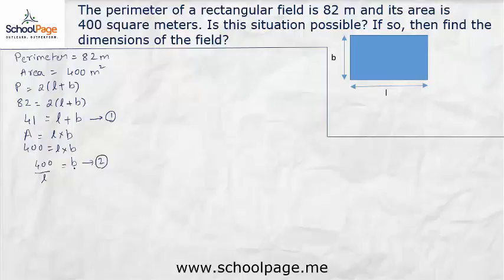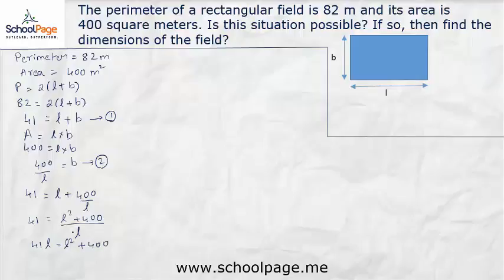Let us substitute the value of B from equation 2 in equation 1 and we will get 41 equal to L plus 400 divided by L. Let us take the LCM on the right side of the equation. So we have L as the LCM. We'll get (L square plus 400) upon L. Now cross multiplying, we get 41L equal to L square plus 400.